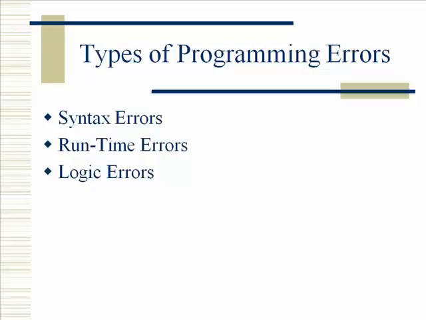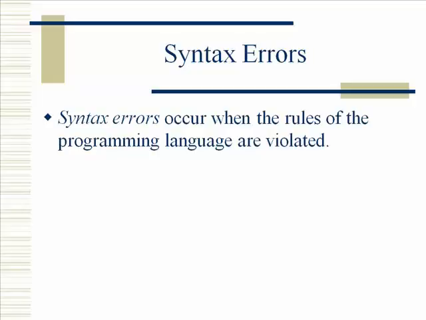Common programming errors come into three different types. Let's talk about each of these. The first is a syntax error. Essentially what we're talking about here is you've taken a keyword and you've spelled it wrong. So you've violated a programming language rule.